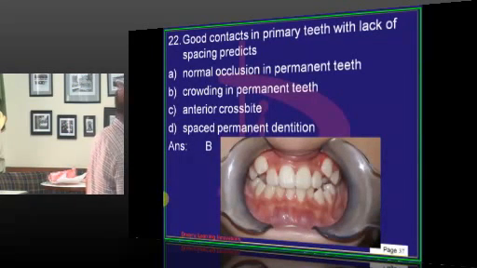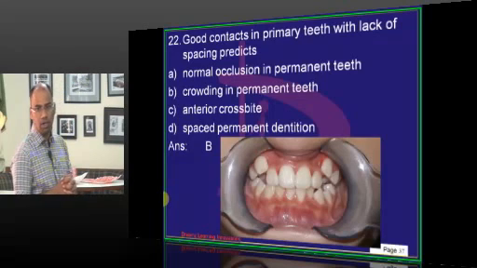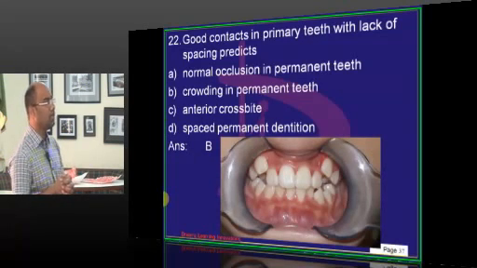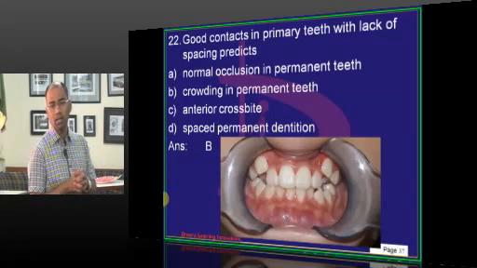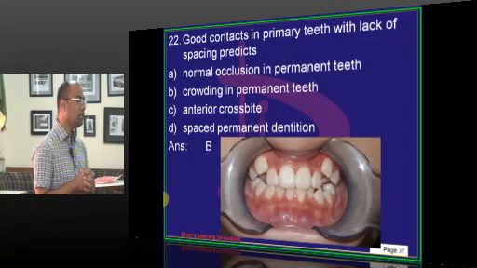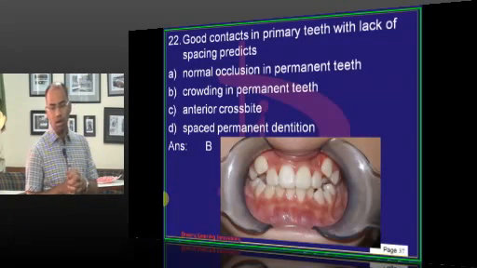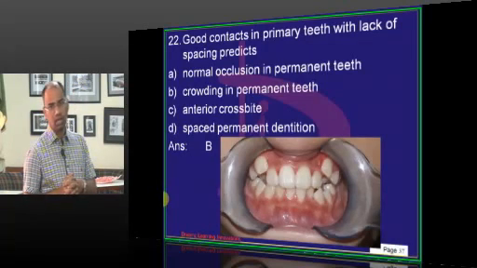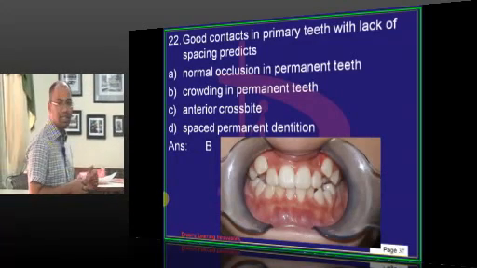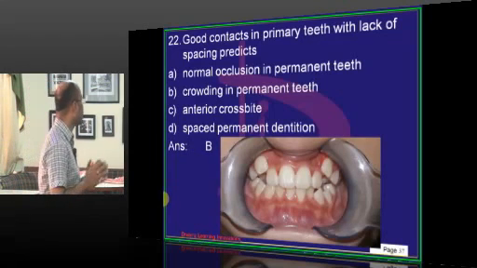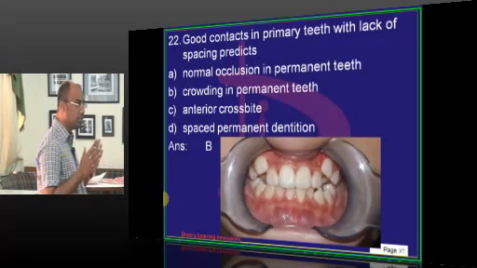Good contacts in primary teeth with lack of spacing. In the primary dentition, if there are good proximal contacts with no spacing, what does that indicate? Definitely this candidate will be a candidate for crowding in the permanent dentition. If there is spacing in the primary dentition, which is referred to as physiological spacing or anthropoid spacing, it is absolutely normal, because the mesiodistal width of the primary teeth is less when compared to that of the permanent teeth. So if the contacts are tight and there is lack of space in the primary dentition, 100% there will be crowding in the permanent dentition. Spacing in primary dentition is acceptable and it is physiologic spacing.